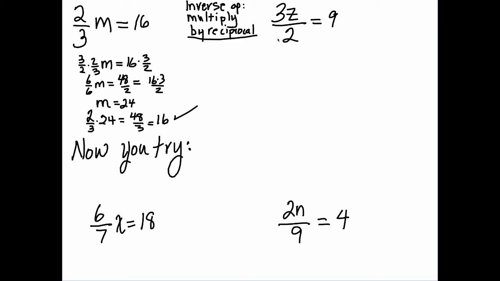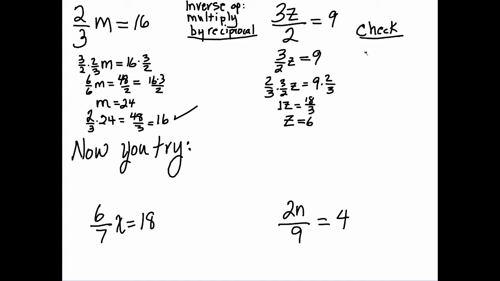On the right-hand side, we have 3z over 2 equals 9. When we see a number and variable written that way, we can rewrite it as 3 halves times z equals 9. So if we do that, we can see that we need to multiply by the reciprocal of 3 halves, which is 2/3. We'll multiply both sides by that, and 2/3 times 3 halves is 1, so that's just z on the left, equals 9 times 2/3, which is 18 over 3, which is 6. We then substitute 6 back in the equation to check it. 6 times 3 is 18, over 2 is 9, so that's correct.